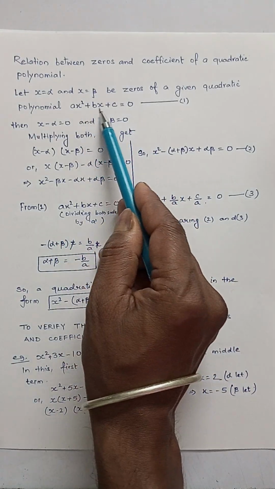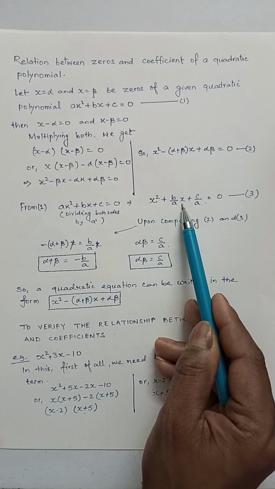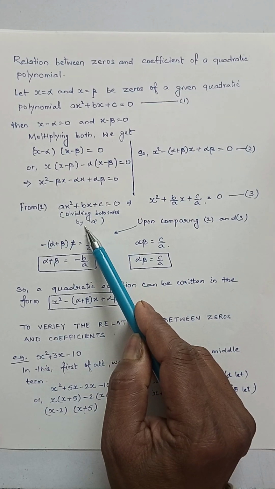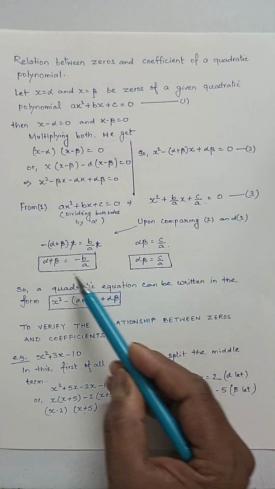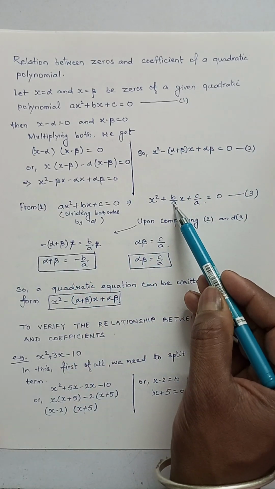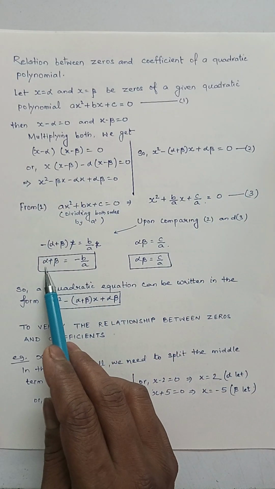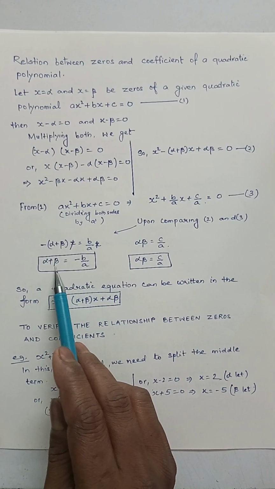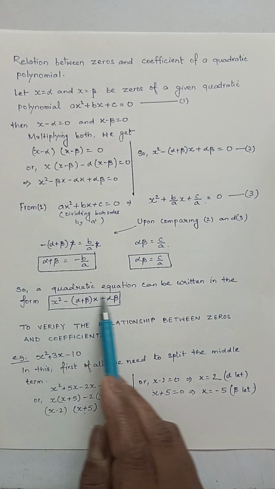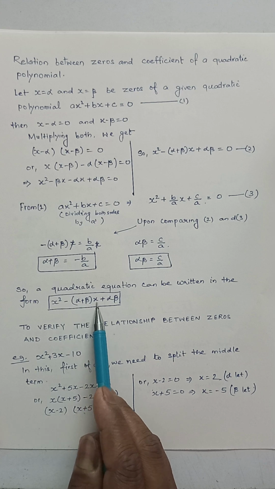From the first equation ax² + bx + c = 0, when we divide by a, we get x² + (b/a)x + c/a = 0. Now if we compare equations 1 and 3, we get b/a = -(alpha + beta) and alpha beta = c/a. So we get the relation between zeros and coefficients as alpha + beta = -b/a and alpha beta = c/a. So a quadratic equation can be written in the form x² - (sum of zeros)x + product of zeros.